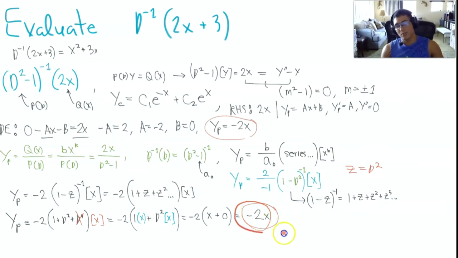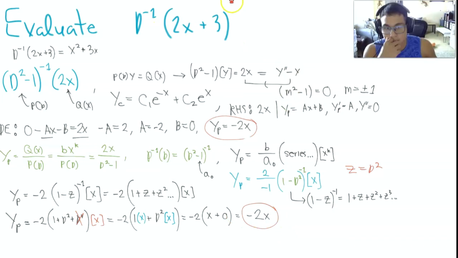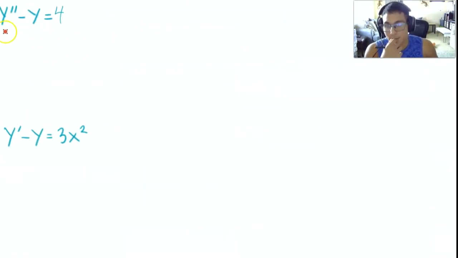Well, we're going to learn this because method of undetermined coefficients can often arise in a situation where you may not be able to find yp that easily. So you need to learn these inverse operations to find this. Okay, this next problem will be kind of similar, except we have a constant here, so let's see what happens.